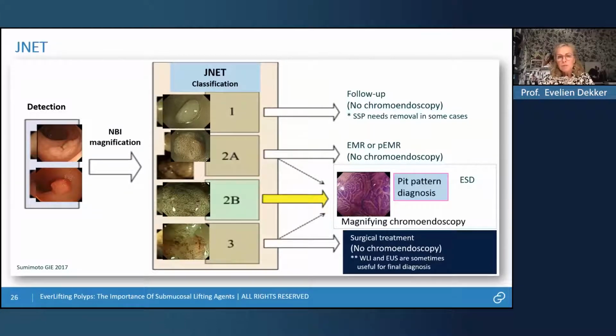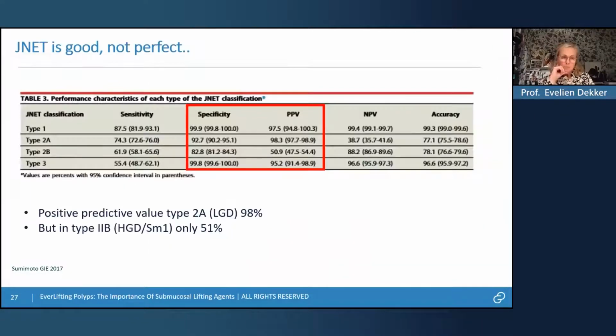So that's a bit different usually from how it is done in the Western world, but I think we can definitely learn from our Japanese colleagues in this sense. However, JNET is good, but not perfect. The positive predictive value of type 2A, which is just low-grade dysplasia, is 98%. But look at the positive predictive value for 2B. That's only 51%.